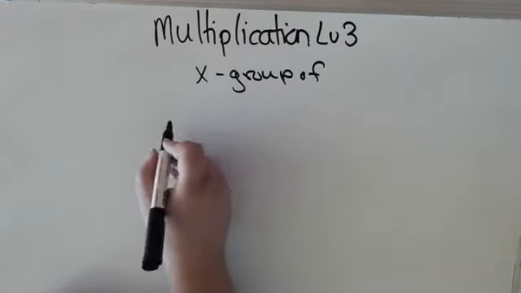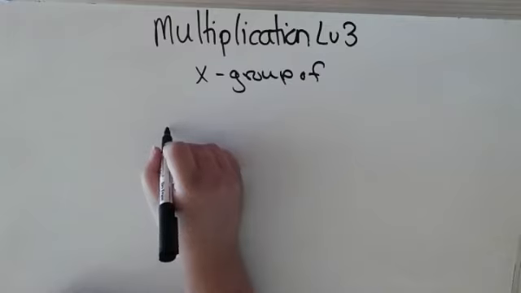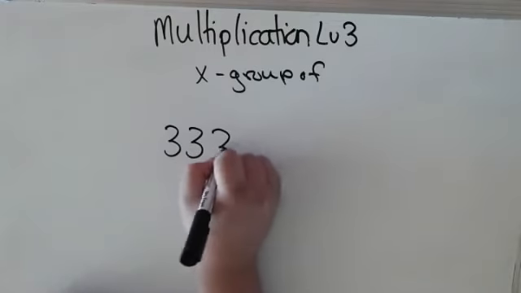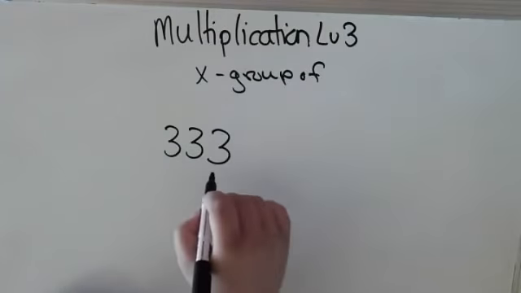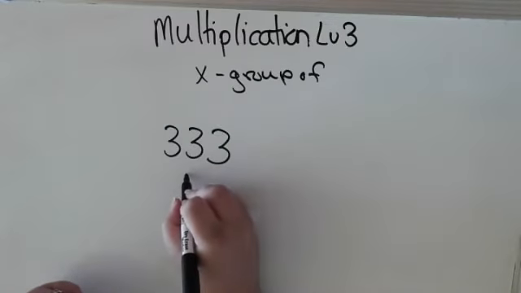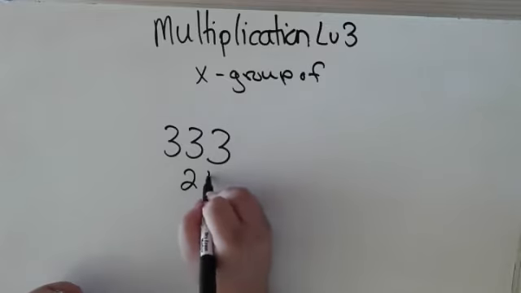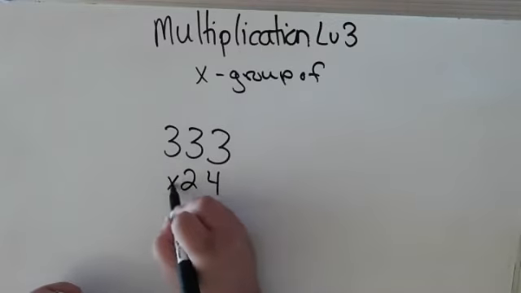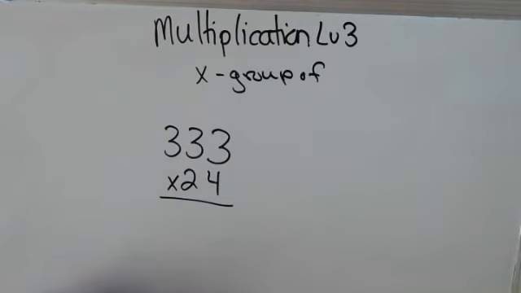So let's start off with a three-digit number. Let's start off with 3, 3, 3. Okay, there's our three-digit number. I'm going to times it by a two-digit number. So I'm going to times this by 24, let's say. Okay, that's what I'm going to multiply.